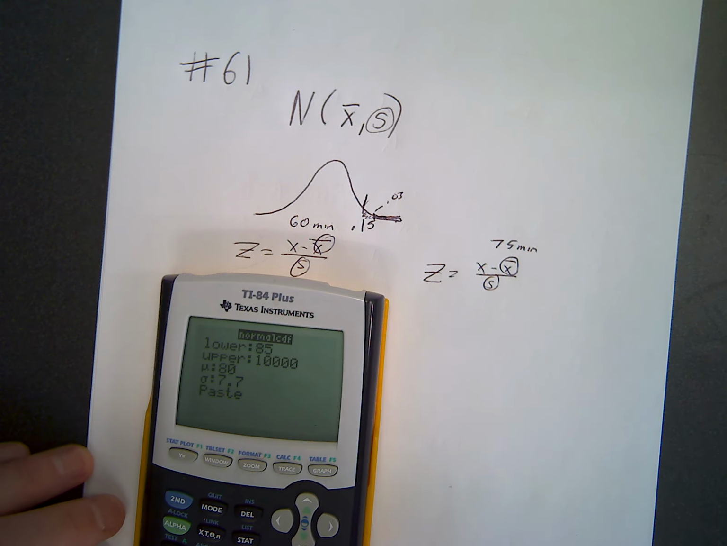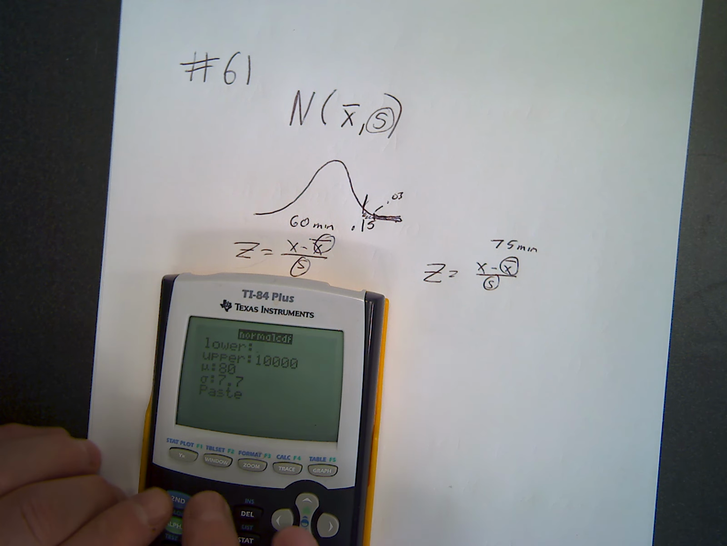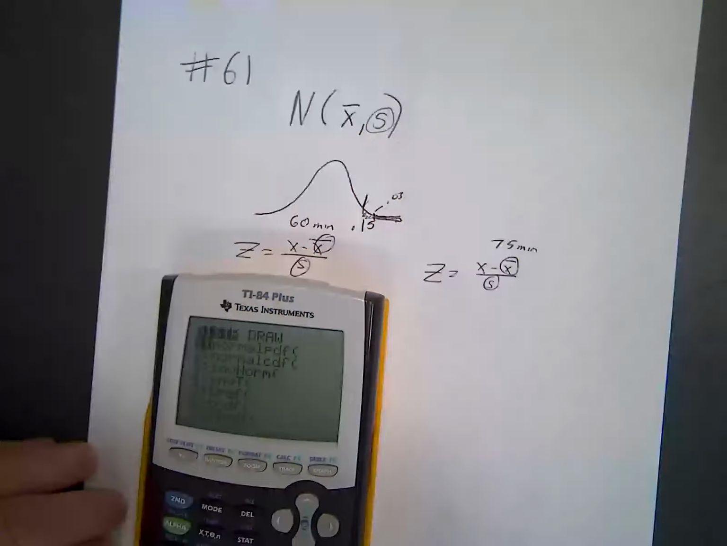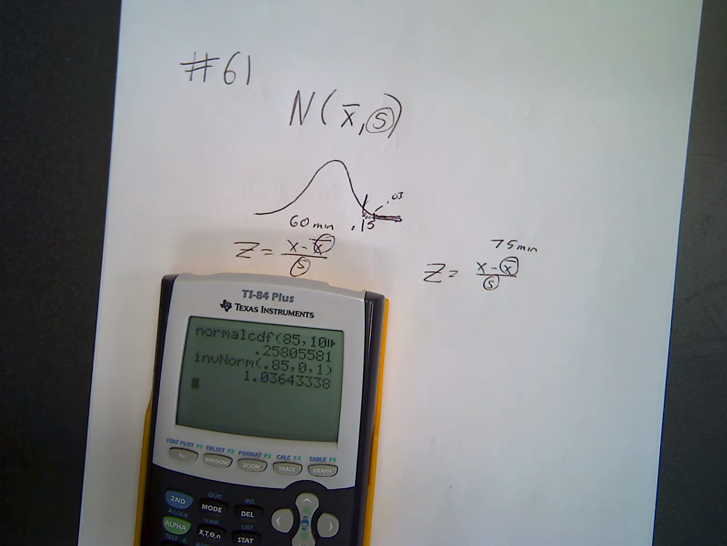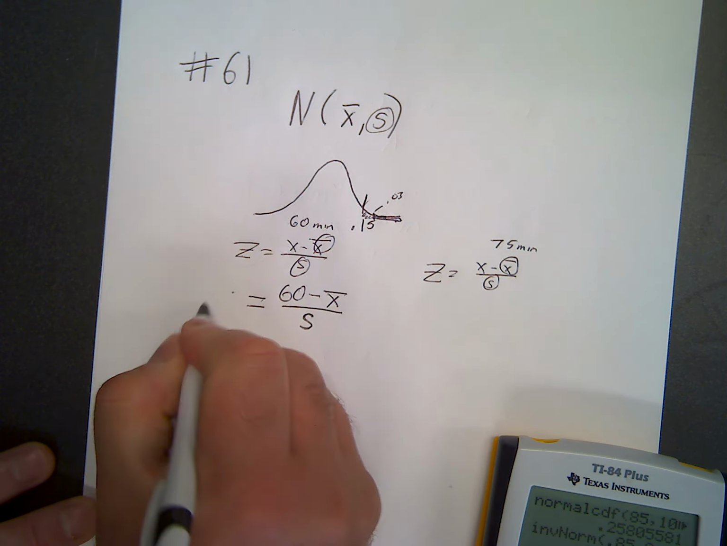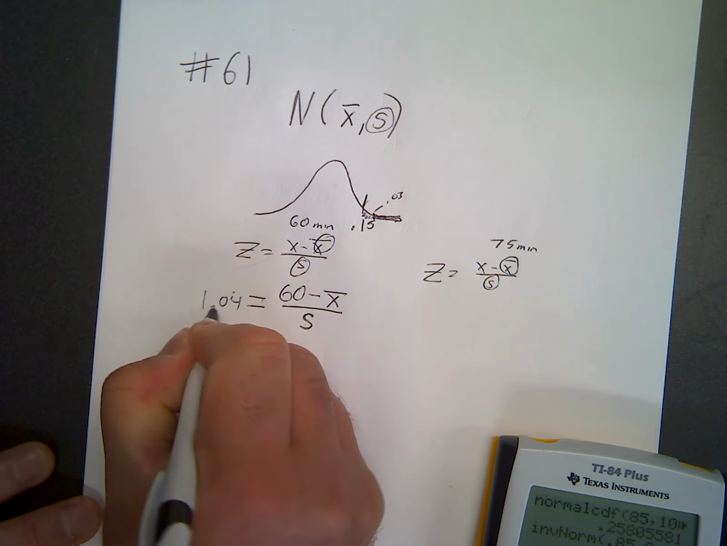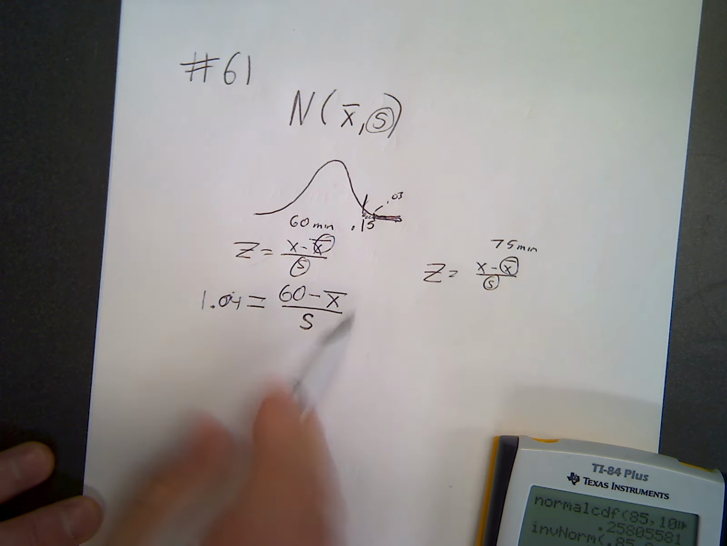I need to go out of this. This is the wrong place. Second quit. I need to go second distribution, inverse normal. I need 0.85. Enter, enter, and I get 1.036, so I think it's 1.04 that we got. So I got 1.04. Awesome. We're all fine and dandy here, except we still have two unknowns.